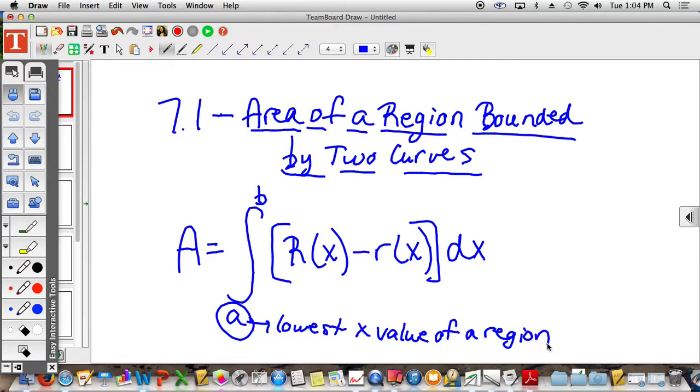The lowest x value of a region. The b value up here at the top, take a wild guess what that is. The highest one. You're so smart. The highest x value of a region.